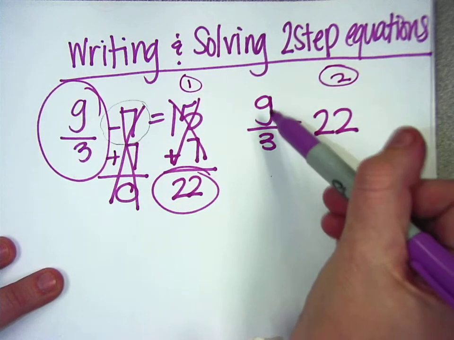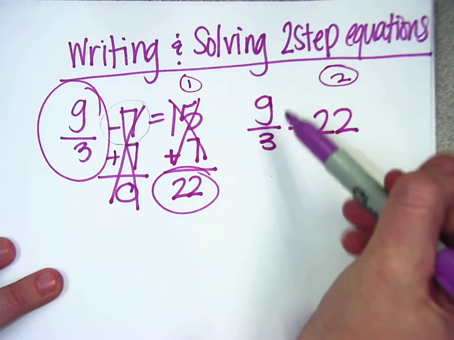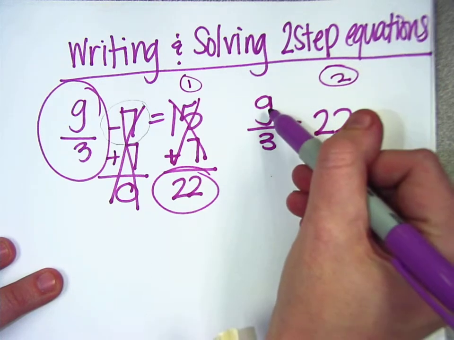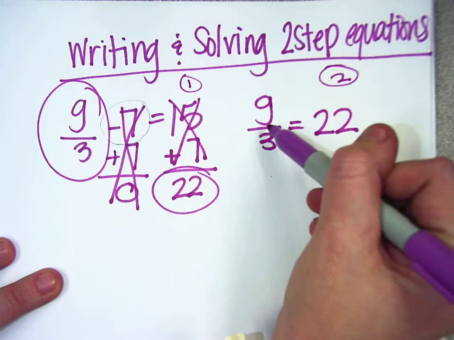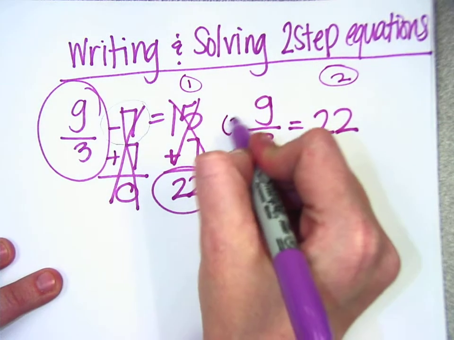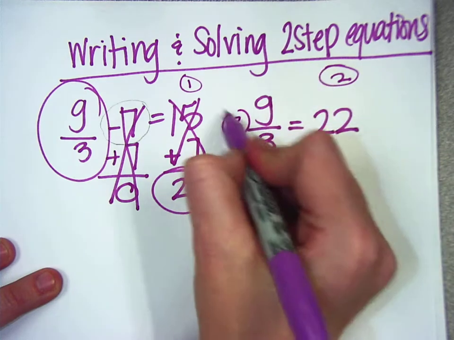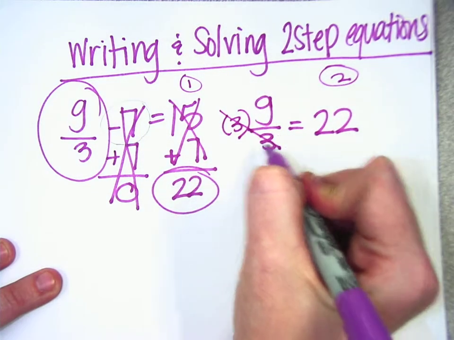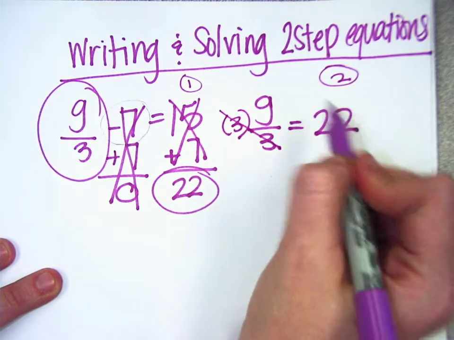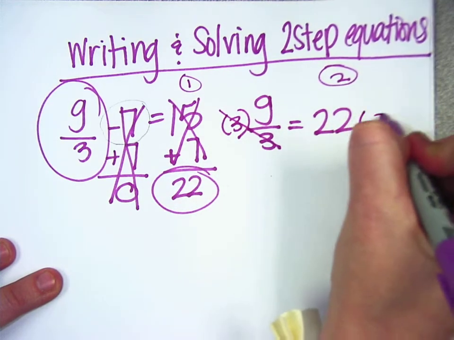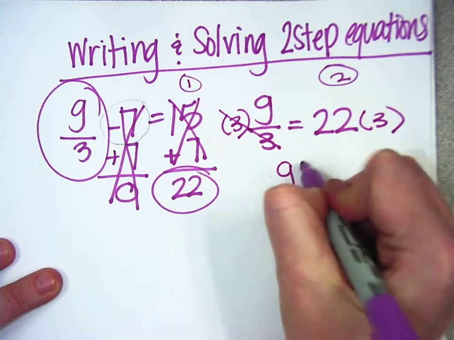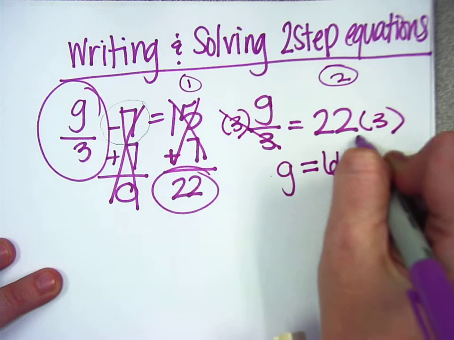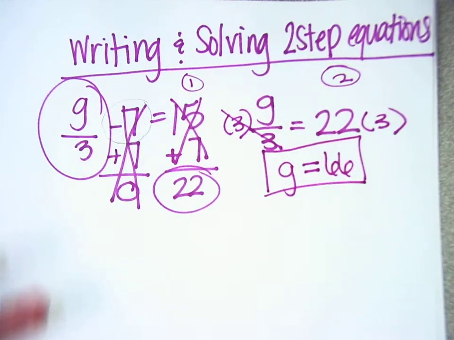So now what we want to do is look at this. We always want to do the opposite operation to isolate everything. So this is g divided by 3. So the opposite of division is multiplication. So we're going to multiply by the denominator. That cancels these out. So now we have g by herself. But we have to do to this side whatever we did to this side. So I'm going to multiply this side times 3. So we have g equals 22 times 3, which is 66. And that's our answer.